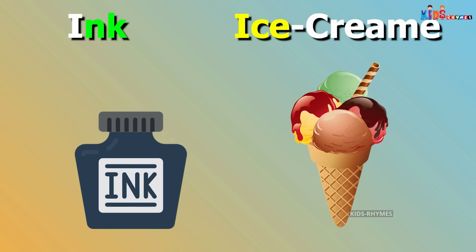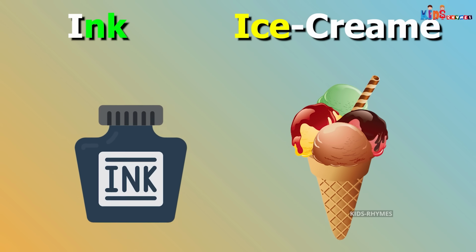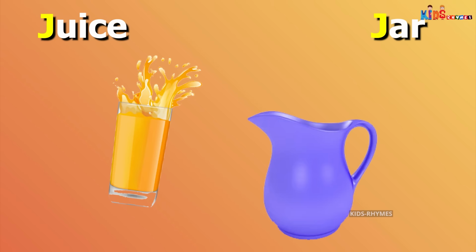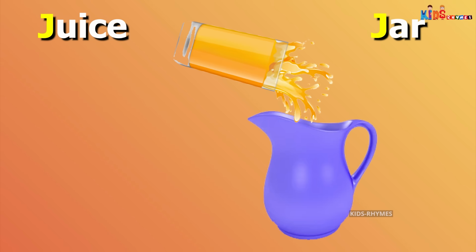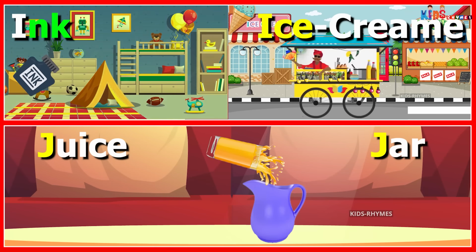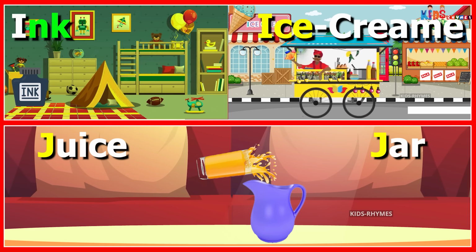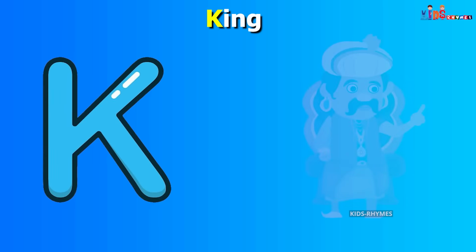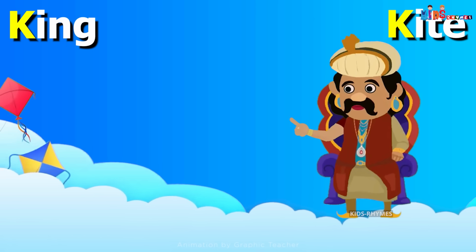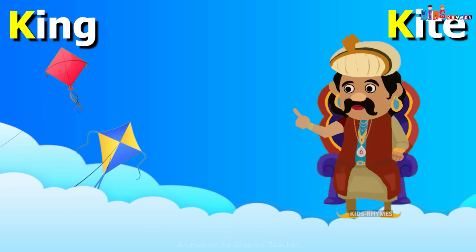E, e, e. J for juice and J for jar. J, j, j. K for king and K for kite. K, k, k.